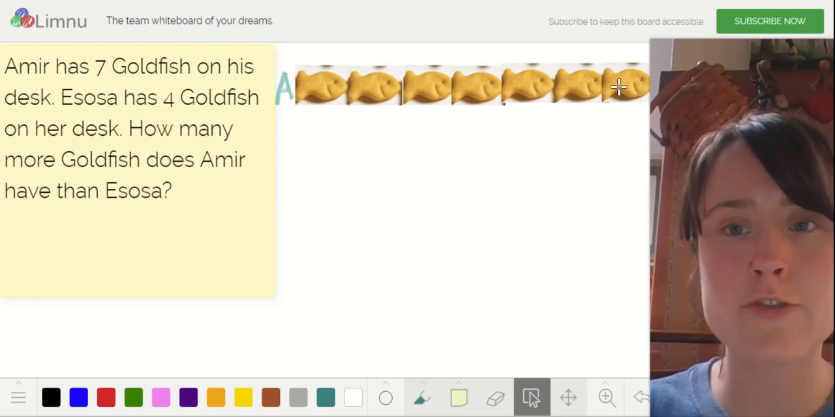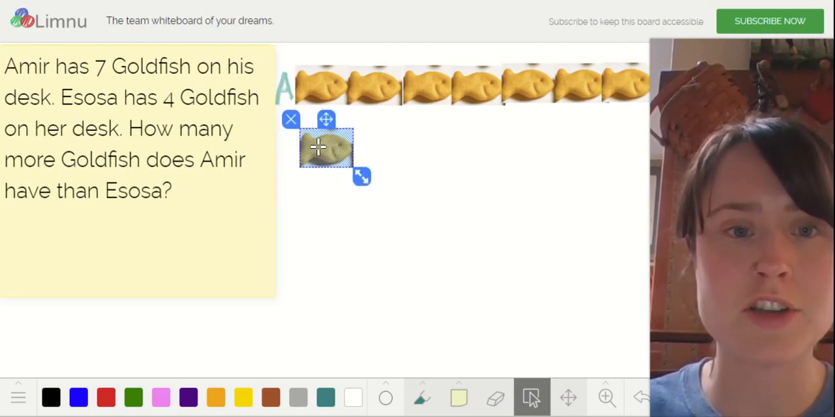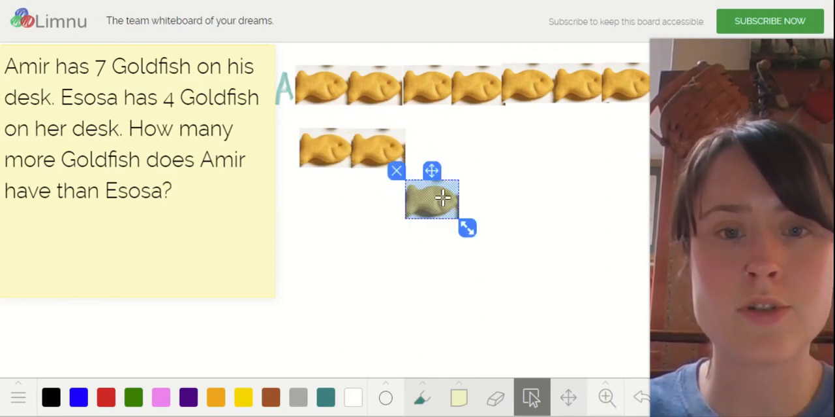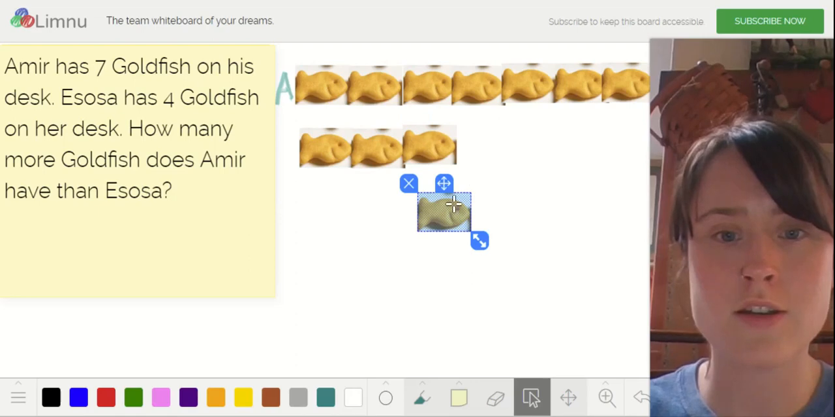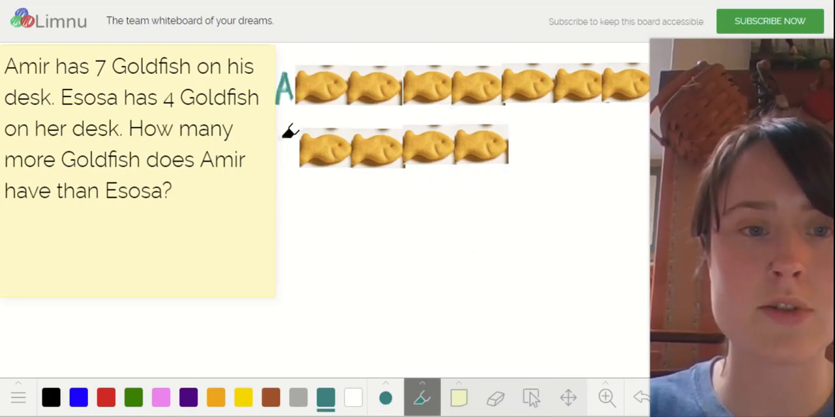That's right, Isosa had 4 goldfish. So I'm going to make her bar down here. 1, 2, 3, 4. And let's label her name. So E for Isosa.